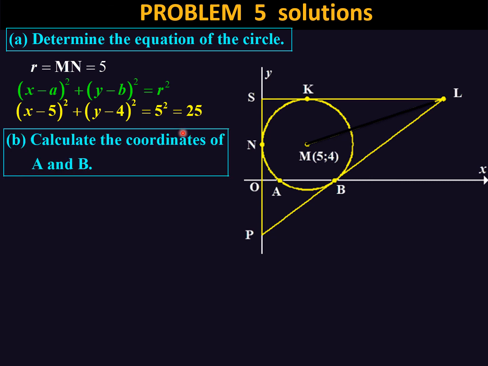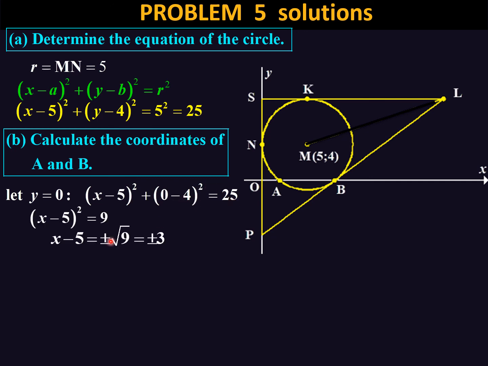Calculate the coordinates of A and B. Now we ask ourselves again, where is A and where is B? A is on the circle, B is on the circle. Where else are they? They're on the x-axis. So I need to use my circle equation. And what do we know about points on the x-axis? That's correct. The y coordinate is 0. So if I make that y coordinate 0, I can simplify that. That's 16. I transpose it there. I get 9. So x minus 5 is plus or minus 3. And then I get two values, 3 plus 5, which is 8, and negative 3 plus 5, which is 2.